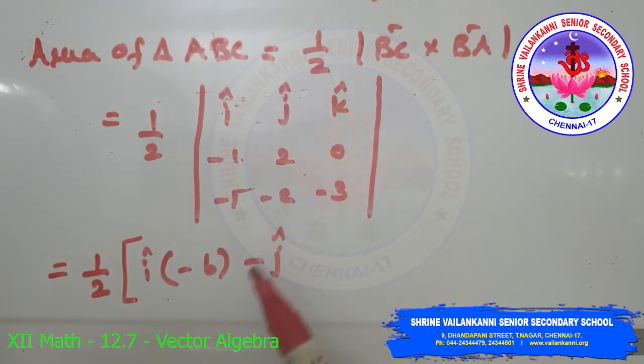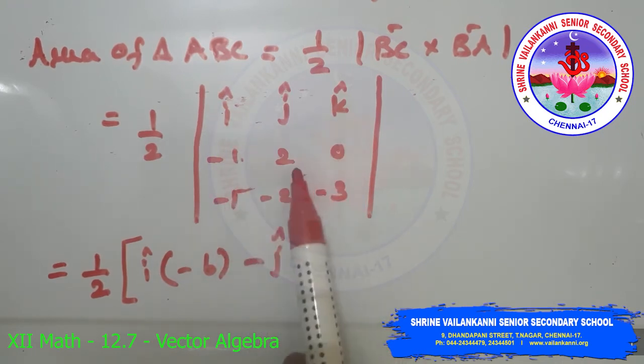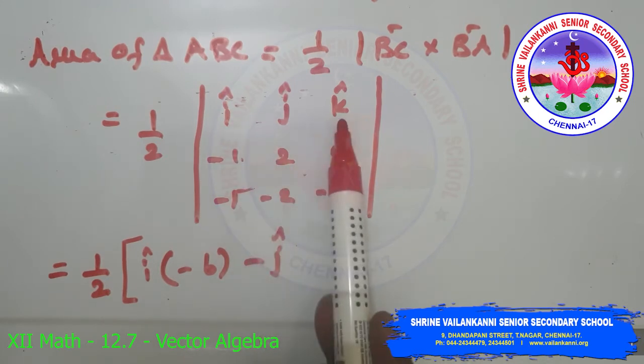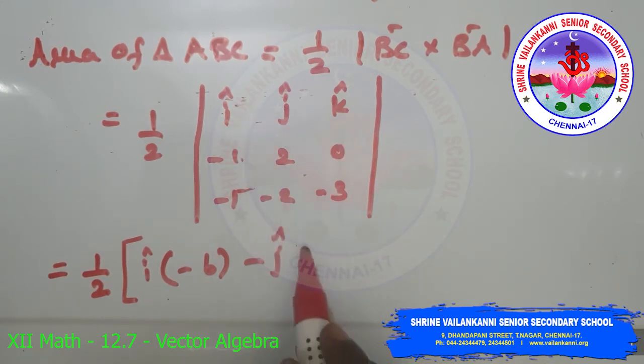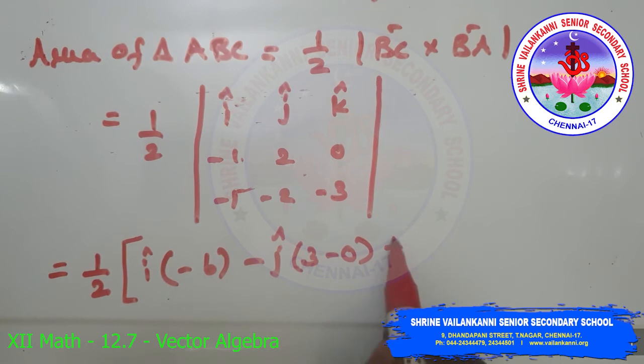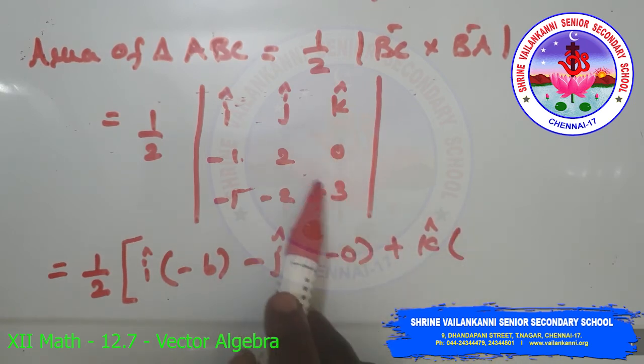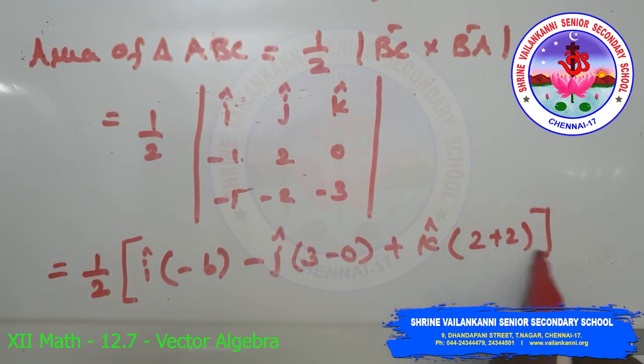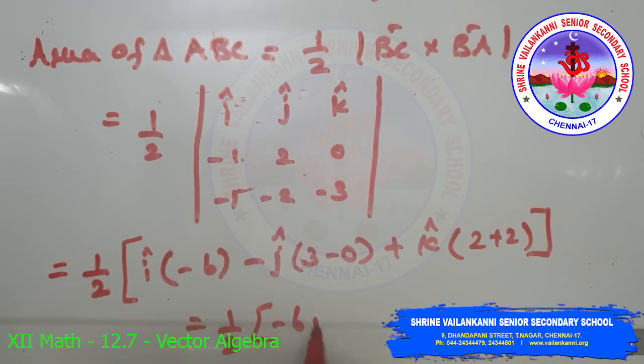Expanding along the first row, half of i into (-6 - 0) minus j into (-1 into 3, which is 3 - 0) plus k into (2 + 2), which is equal to half of (-6i - 3j + 4k).